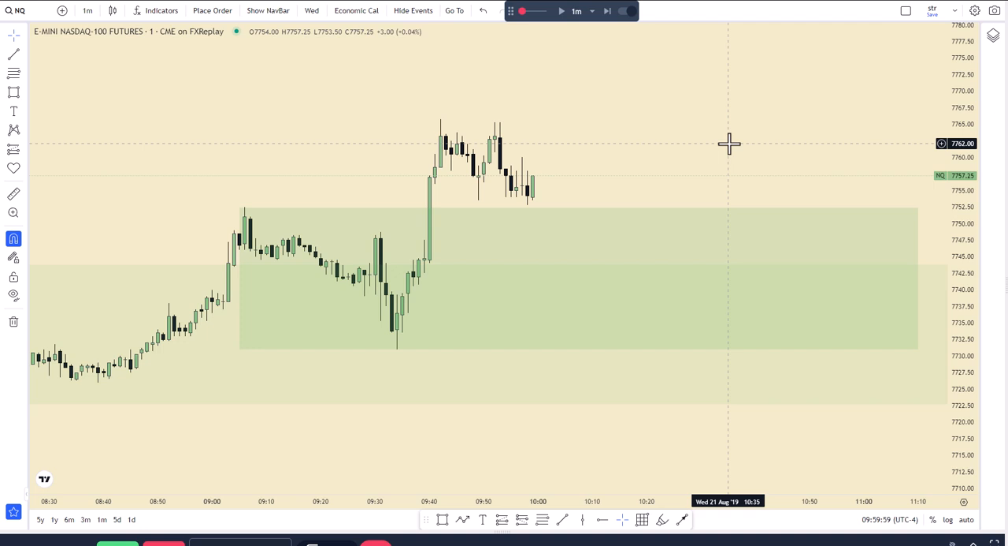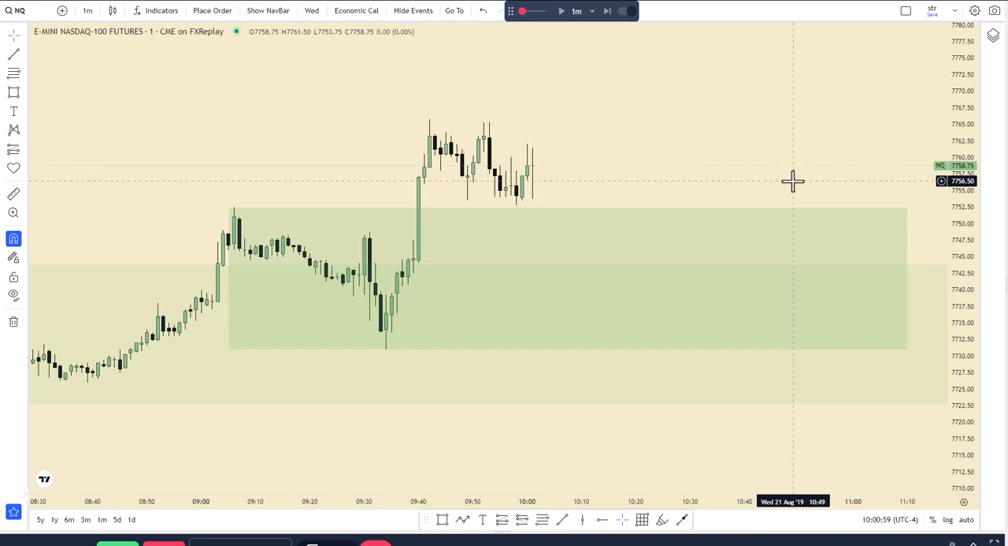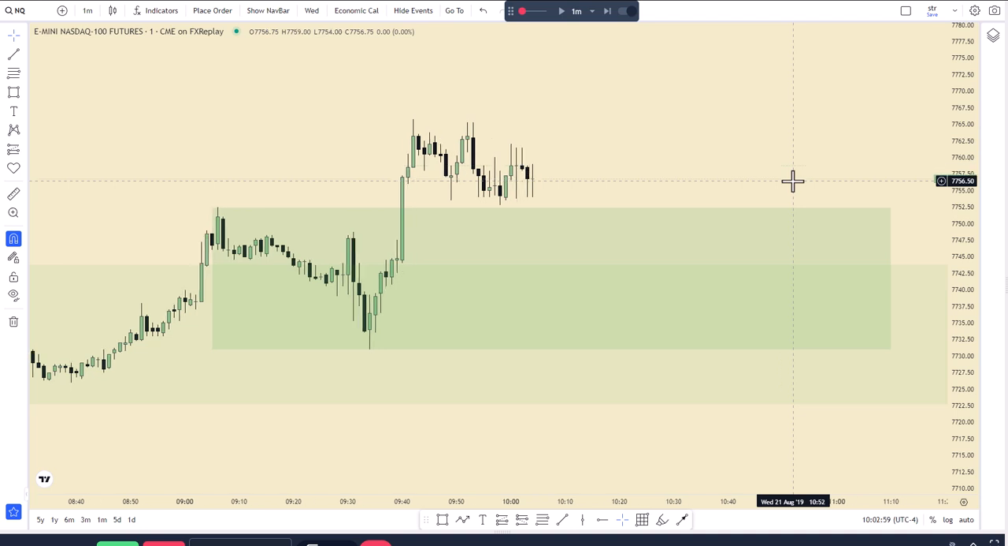Okay, so let's move forward, and when I see a potential setup, I'm going to stop and walk you through the logic behind it and why I think it is a good setup.